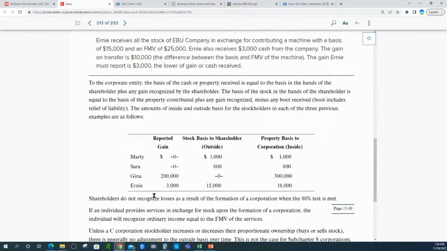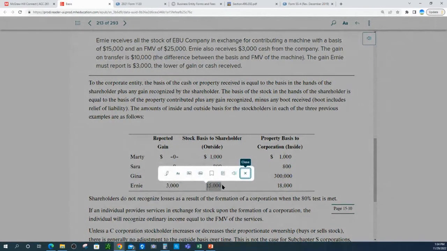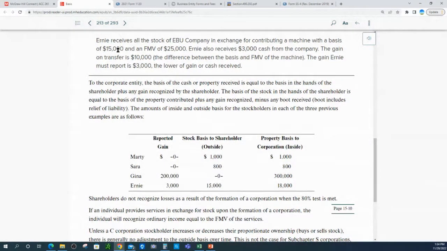So if we look at our examples down here, here's Ernie. The gain that he reports is, you know, probably a short-term gain, 3,000 that he's going to have to report. His basis in the stock is now $15,000. That was the basis of the machine. The corporation's basis that they're going to start with is going to be the sum of the shareholder's basis plus the boot that was reported. So in Ernie's case, it's going to be 18,000, the 15,000 plus the 3,000.